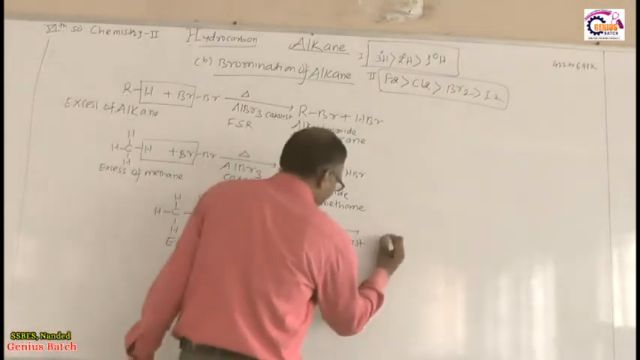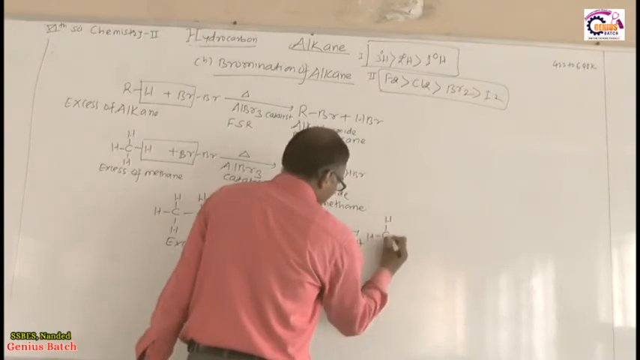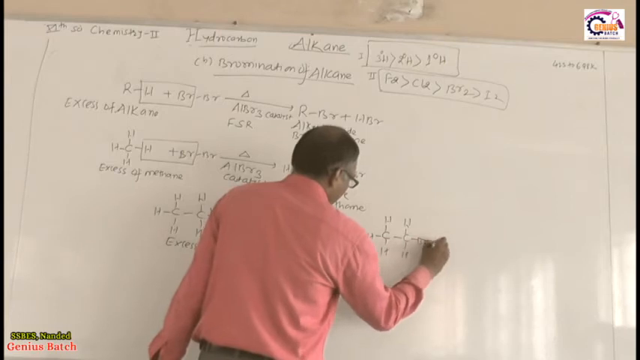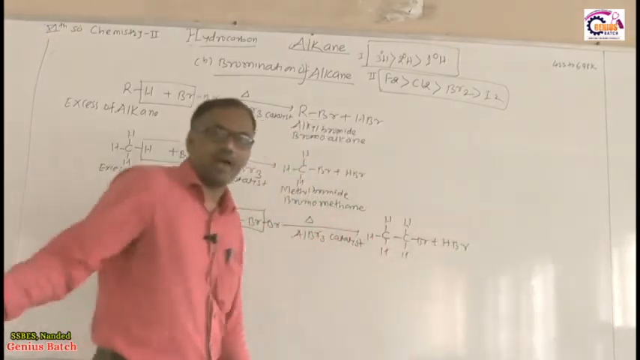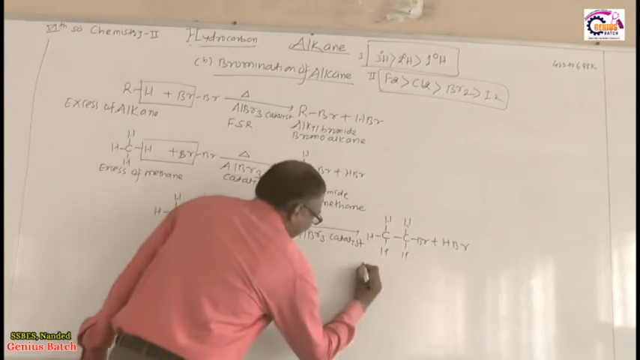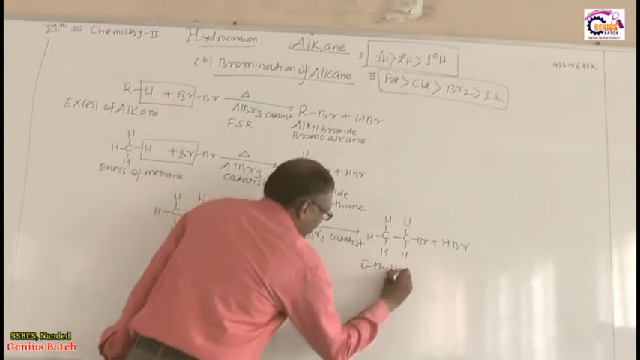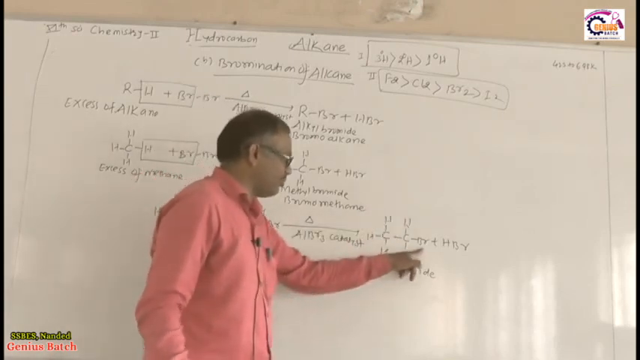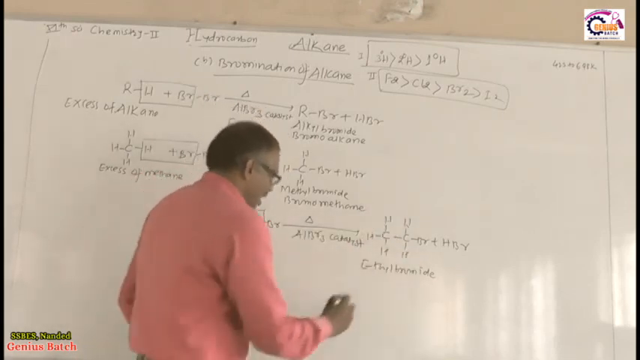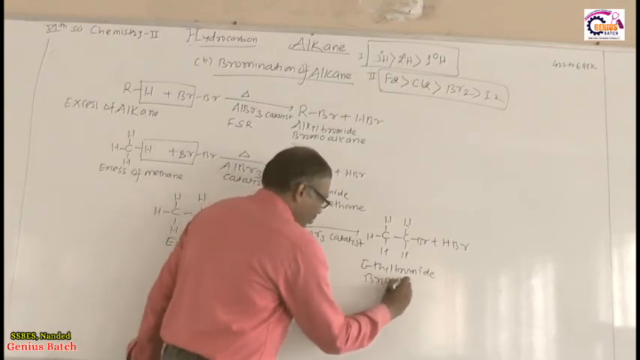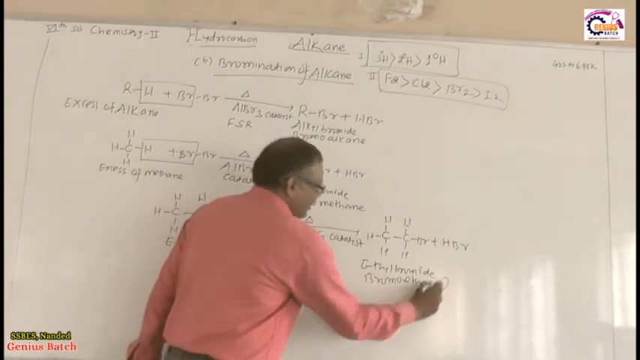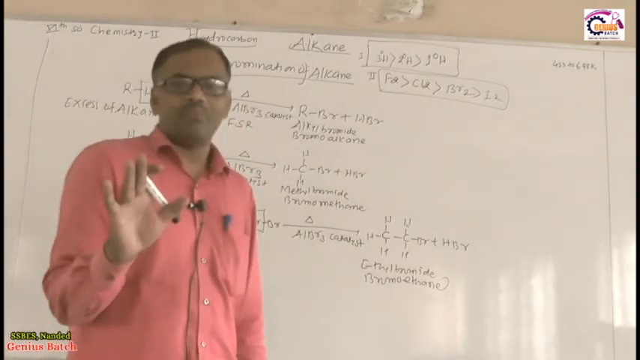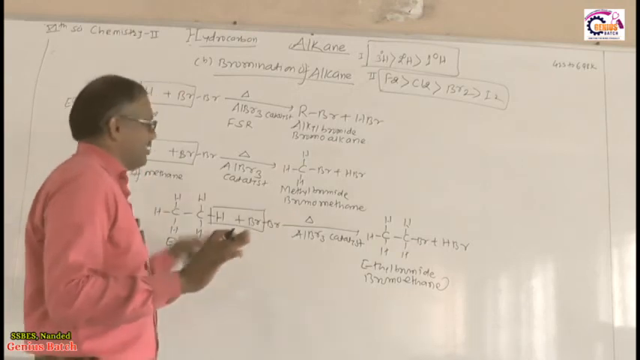So what will be the product? The product will be CH3, CH2, bromine, plus the byproduct HBr. So this is called ethyl bromide. What is the common name? Ethyl bromide. First write the name of the alkyl group and then put the word halide: ethyl bromide. The IUPAC name is bromoethane. So there is no complicated part in these two examples.